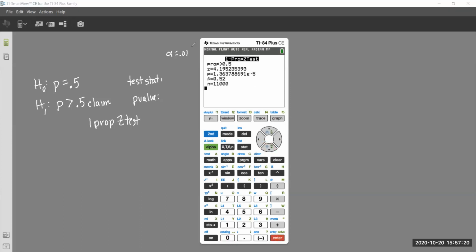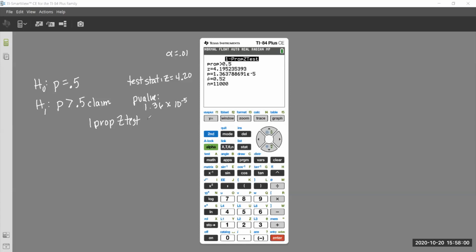Our test statistic is a z, and it's 4.20 if I round it. And again, don't agonize about the rounding. The p-value, once again, is really tiny. You will see that happen a lot. And actually, you want small p-values because that means the test statistic is in the critical region. And that means that you're going to support your claim in most cases. So this would be 1.36 times 10 to the negative 5th.